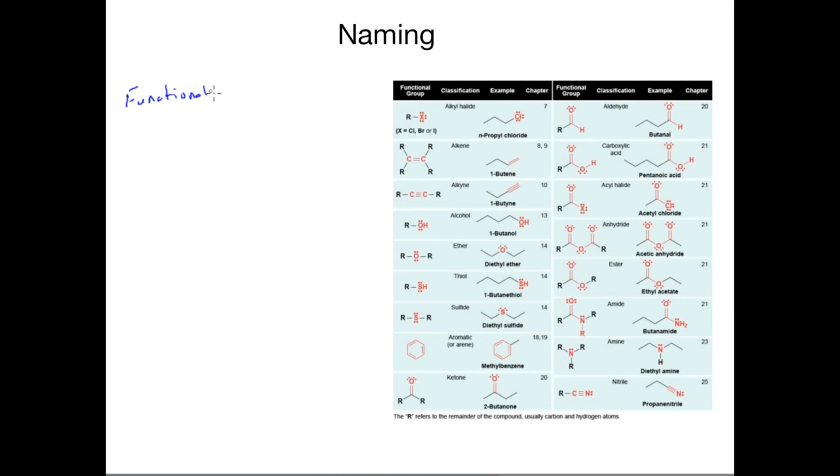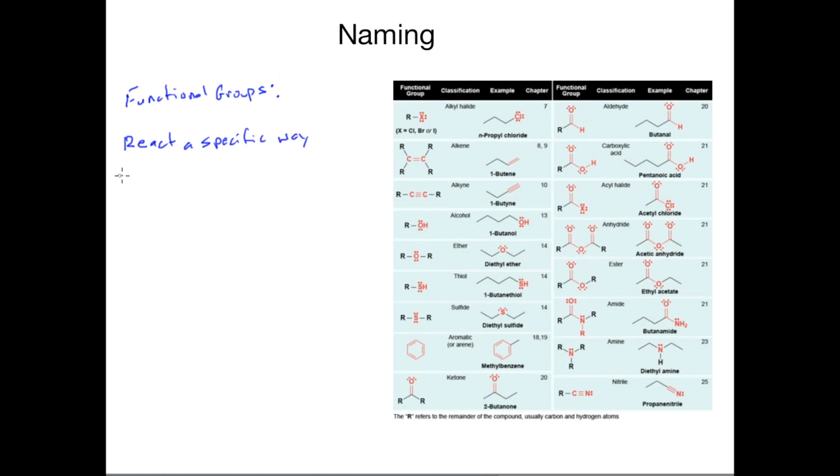All right, so when we look at naming to finish up our chapter here on nomenclature, one of the things that's important that we check is, of course, functional groups. So here you'll see that we have a chart that has specific functional groups. Now, that brings us to the question of what is a functional group?